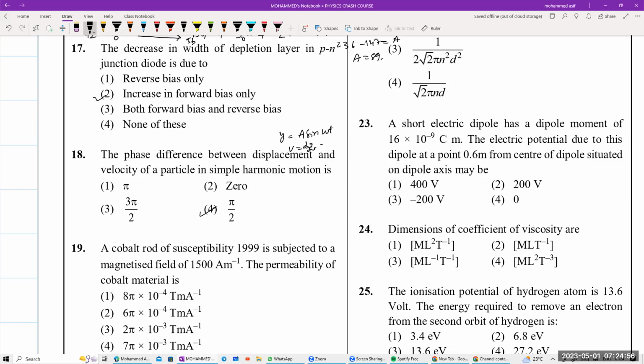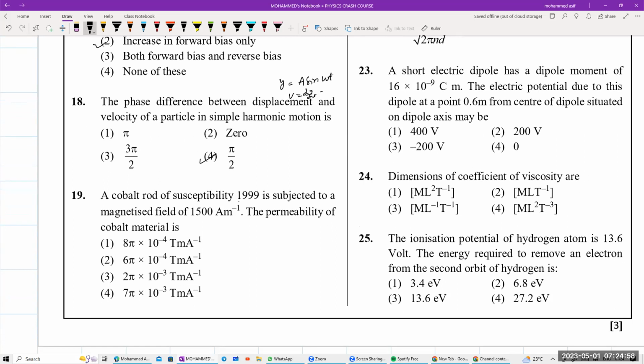Next one. The cobalt rod of susceptibility 1999. Directly formula based question hai beta, bar magnetism ka. Aap log kar chuke the, dekh lijiye. Magnetic field is given as 1500 ampere meter inverse. The permeability of the cobalt will be equal to how much? Susceptibility de rakha mere ko 1999 and relative permeability is equal to susceptibility plus 1. So that will be equal to 1999 plus 1. That will be equal to 2000.